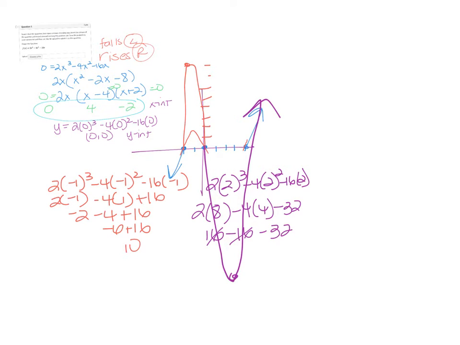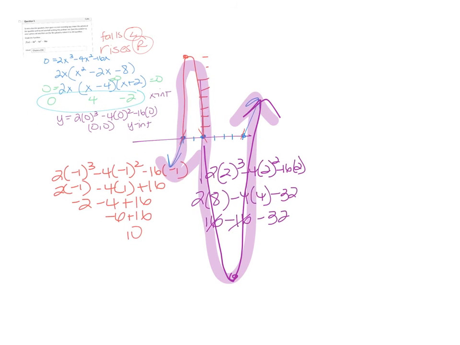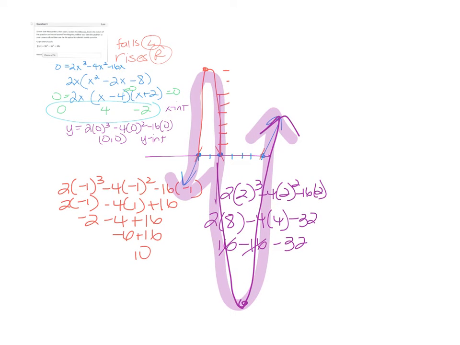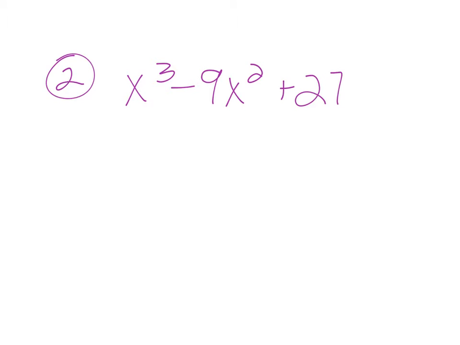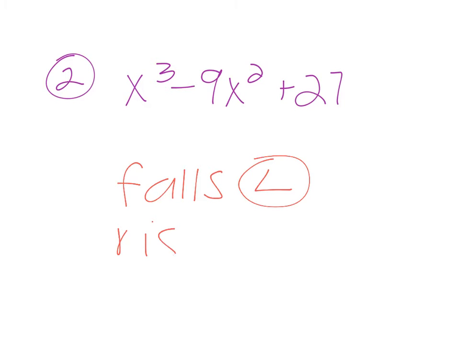And then I would erase my estimate from the beginning, or highlight my final curve. All right, so number 2 just says to use this to find your end behavior, or your left and right hand behavior. The highest exponent is 3, which is odd. The number on the front of that is positive, which means falls left, rises right.